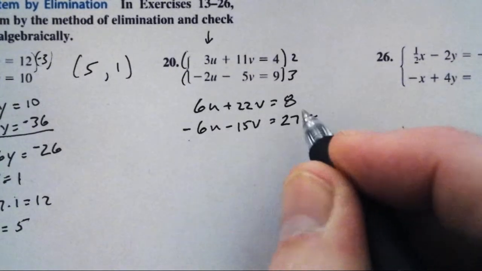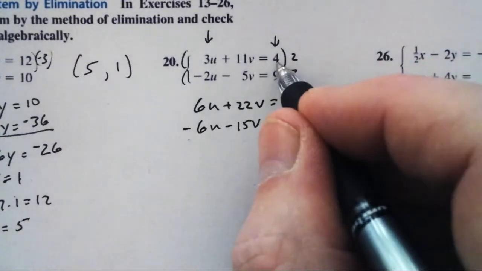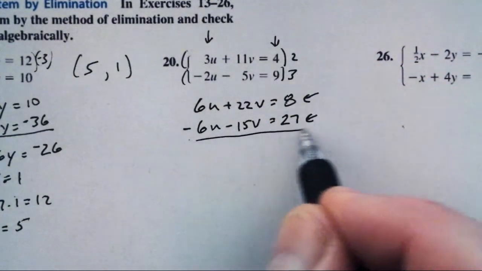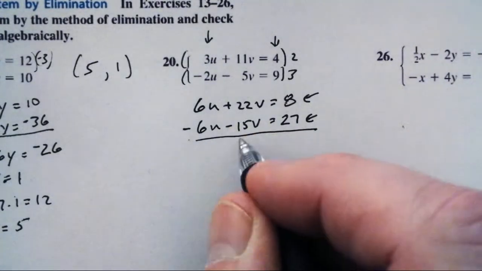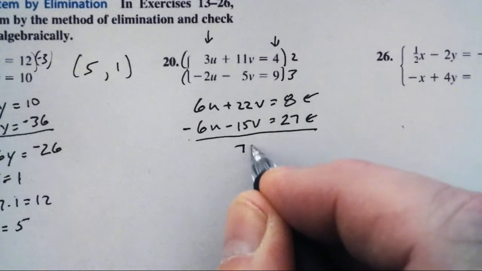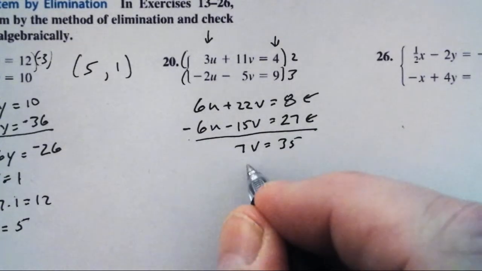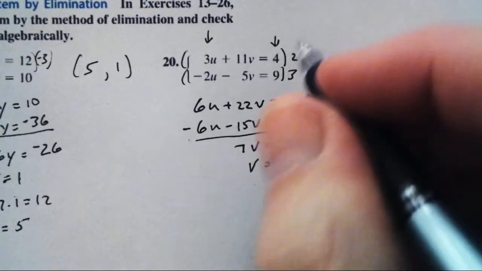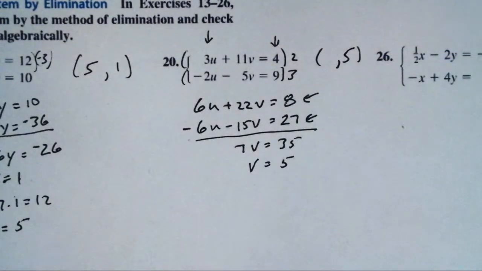It's common to see people forget what I refer to as the follow-through. Multiply the 2 by the 4, multiply the 3 by the 9. We combine these. The u's cancel. 22 minus 15, I get 7v equals 8 plus 27, 35. v is, divide by 7, 5. u before v, v is 5.